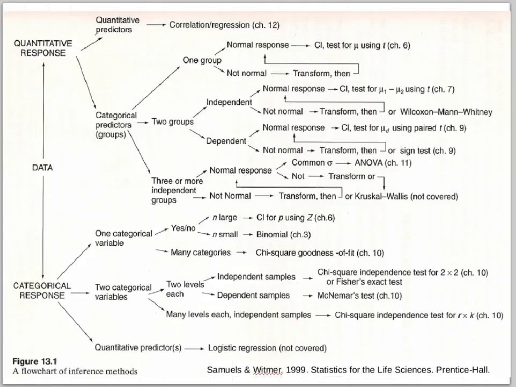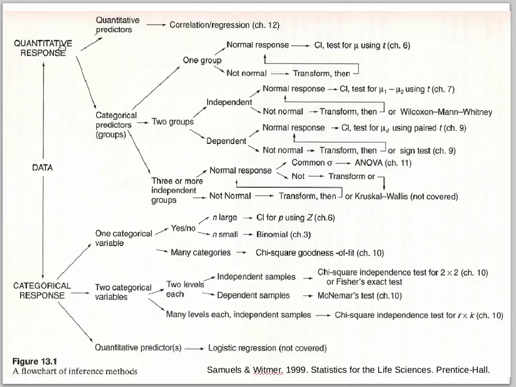There's a useful flowchart for these classic statistics. It comes from a textbook I used to teach out of, Samuels and Witmer. I've always found this to be a valuable framework in which to think about the choice among different statistical tests. So if we're looking at categorical responses or quantitative responses, that constitutes the first decision that we have to make.